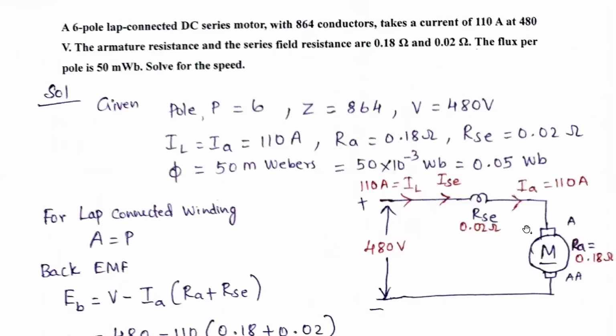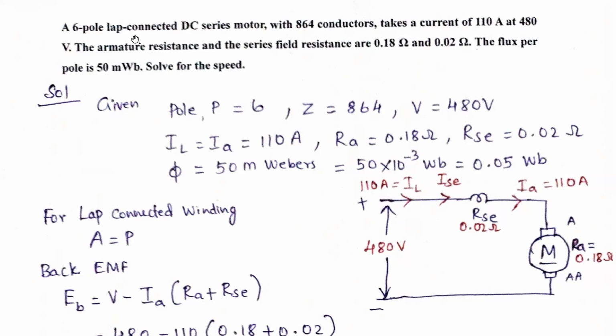Okay, so next IA. So for the motor, 480 volts is given. So positive terminal, negative terminal. So terminal voltage is 480 volts. So load current is given. Load current is given as 110 amperes. So here series current ISC is there and IA also there. So here in series connected motor, IA is equal to IL.